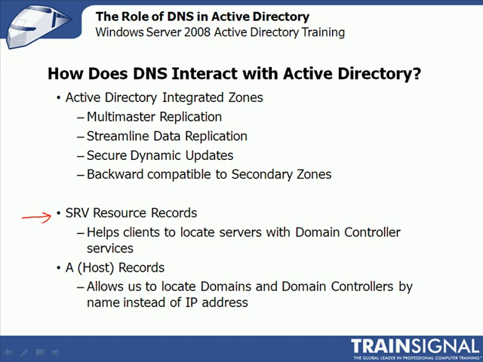Great. Now the client knows the name New York DC1. But guess what it has to do? That's right. It has to go back to the DNS server and say, all right, hey, DNS server, do you know the IP address so that I can communicate with New York DC1? And then there has to be an A record that resolves that name to the IP address. That is really how DNS interacts with Active Directory.